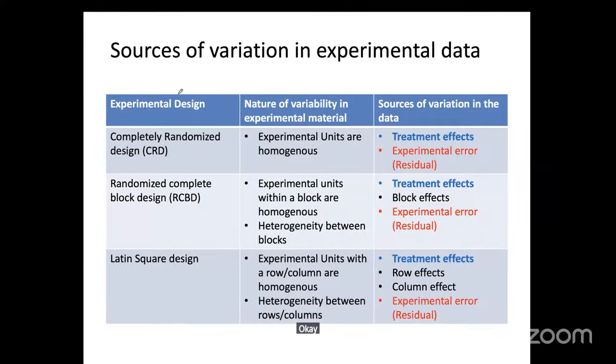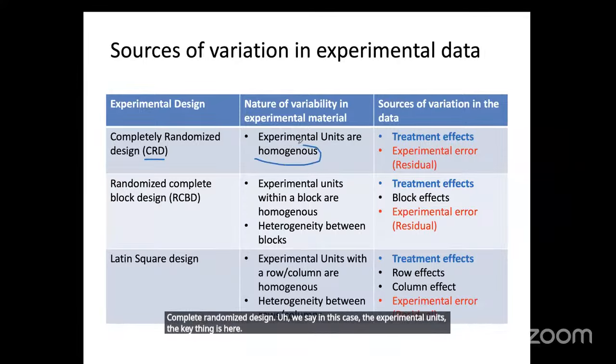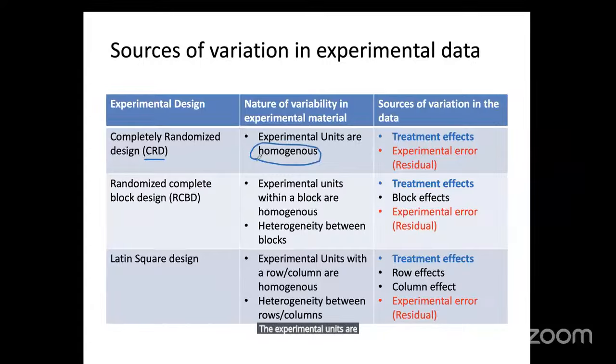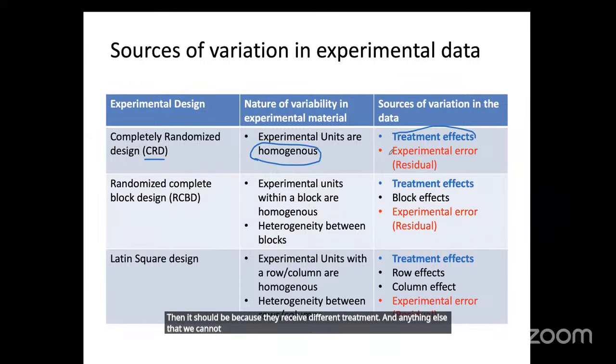Okay. So the first thing that we have is that we looked at completely randomized design. We say in this case, the key thing is here: the experimental units are homogeneous, okay? So if there's any variation that we are going to observe between these experimental units that are homogeneous, then it should be because they receive different treatments. And anything else that we cannot explain now becomes the experimental error.